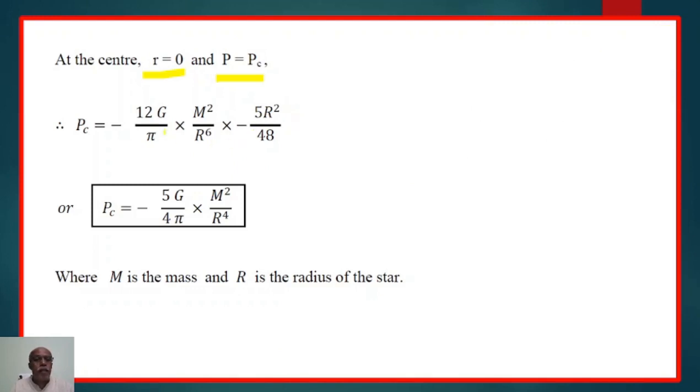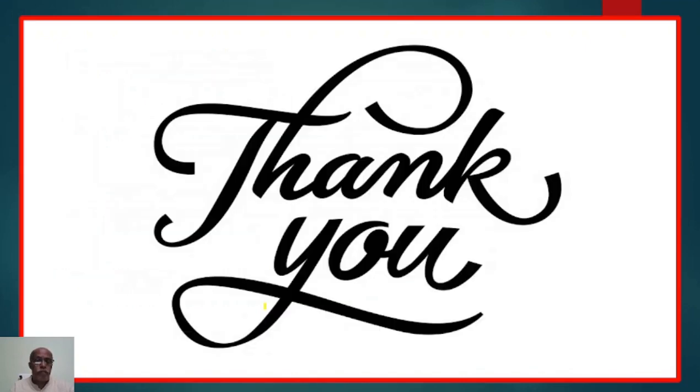On simplifying, it goes 4 times, R square gets cancelled with this, and therefore Pc is equal to minus 5G by 4 pi into M square by R to the power 4. This is the expression for the core pressure of a star, where M is the mass of the star and capital R is its radius. Thank you.